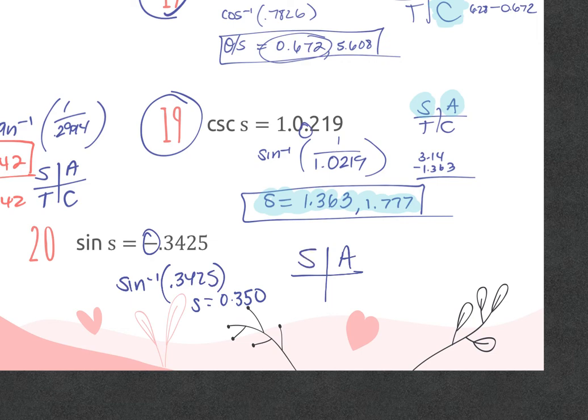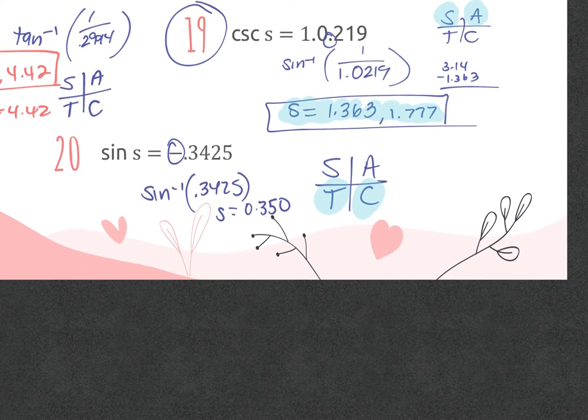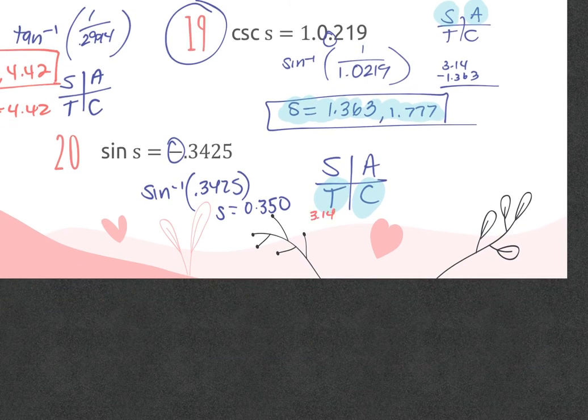So because it's negative, we're looking for the third quadrant and fourth quadrant angles. So I'm going to take my 3.14 and add the 0.350 to it, and I'm going to take the 6.28 and subtract the 0.350 from it. And I'd get my two angles are 3.49 and 5.93.